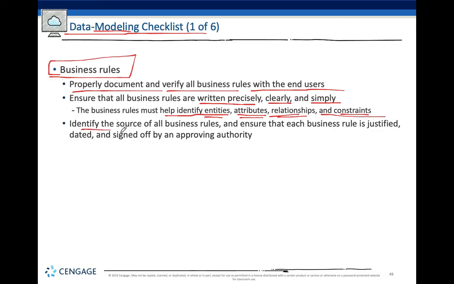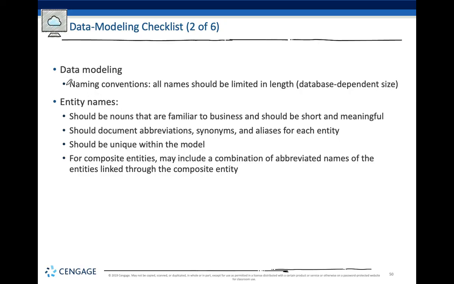So you should identify the source of all the business rules and ensure that each business rule is justified, dated, and signed off by an approving authority. There are naming conventions that should be followed. The names are typically limited in length, and it is often dependent on the DBMS that you're using.